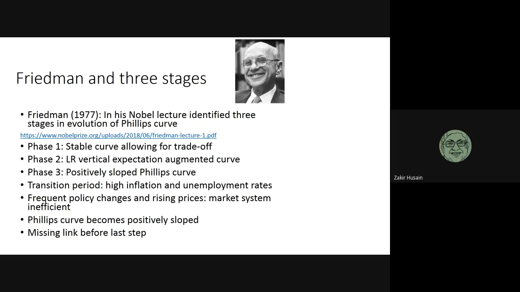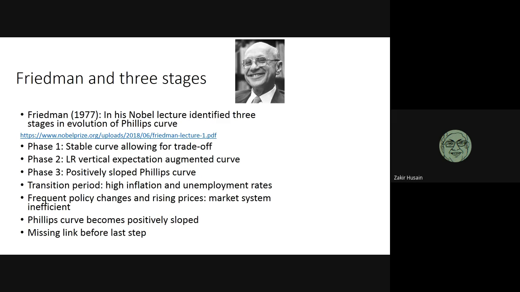Anyway, so he talked about a positively sloped Phillips curve. What does a positively sloped Phillips curve imply? That if you increase unemployment, inflation is going to go up. If you reduce unemployment, inflation is going to come down. He said that this sort of Phillips curve may occur in times of a transition period. You have very high inflation and unemployment rates, frequent policy changes, rising prices. The market system really breaks down. The Phillips curve then can become positively sloped.